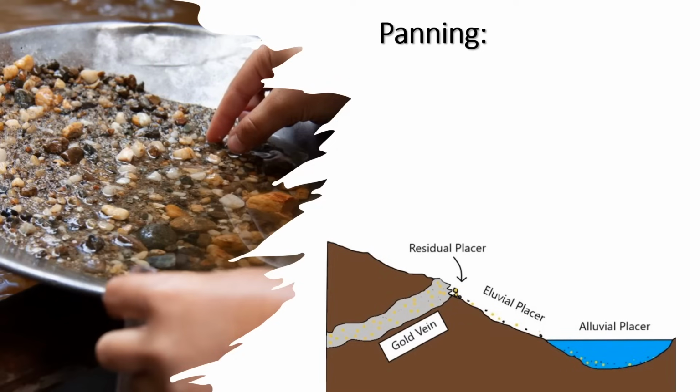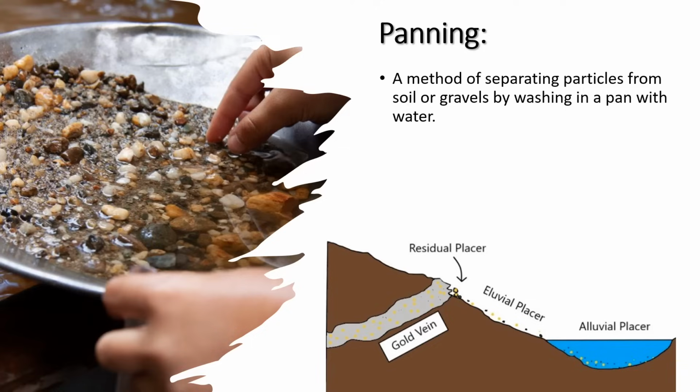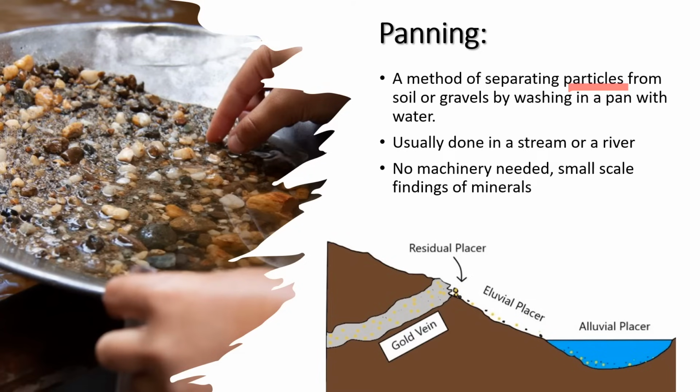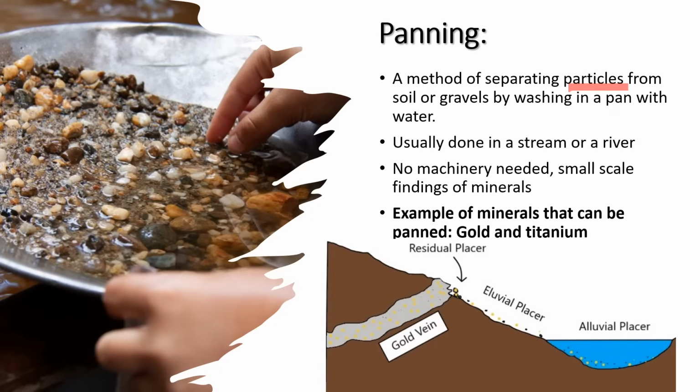Our last method of mining, which you should know, is panning. Panning is a method of separating particles from soil or gravels by washing in a pan with water. The particles which we are referring to here are small pieces of mineral or valuable rock. This process is usually done in a stream or in a river, and there is no machinery needed. This is due to the small-scale findings of minerals. An example of minerals that can be panned is gold and titanium.